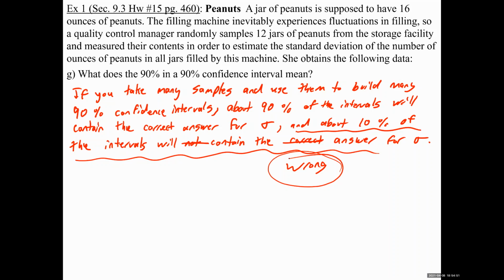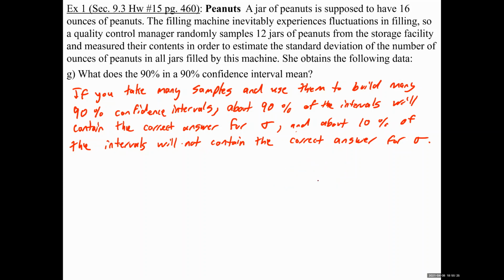Now, if you want to fix it, you can make it work. You can say about 90% of the intervals will be correct intervals, meaning they have sigma in there, and about 10% will be incorrect intervals, or wrong intervals, meaning they do not have the right answer in there. But to be more clear, write it this way: 90% will have the correct answer, and about 10% will not have the correct answer. It's all about, does it have the correct answer? They all have wrong answers. Hopefully that makes sense. All right. So that's how you're going to write that. Any questions on how to write that?